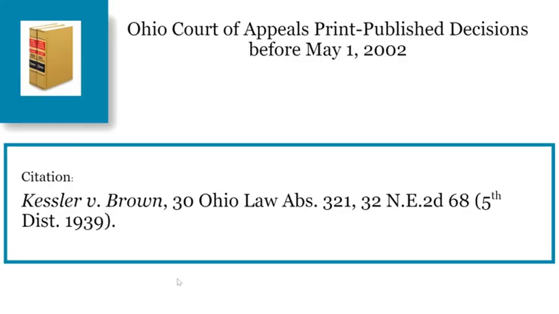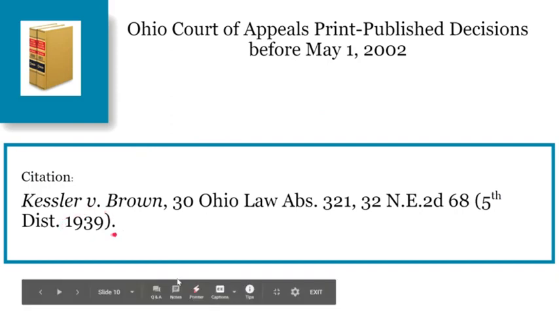So first we're going to look at Ohio Court of Appeals print published decisions before May 1st, 2002. The citation's in the box, and what that citation tells you is you can locate this 5th district appellate case on page 321 of volume 30 of Ohio Law Abstracts, or page 68 of volume 32 of Northeastern 2nd. Prior to May 1st, 2002, the date for print published Ohio appellate opinions is indicated at the end of the case citation, as you can see here.